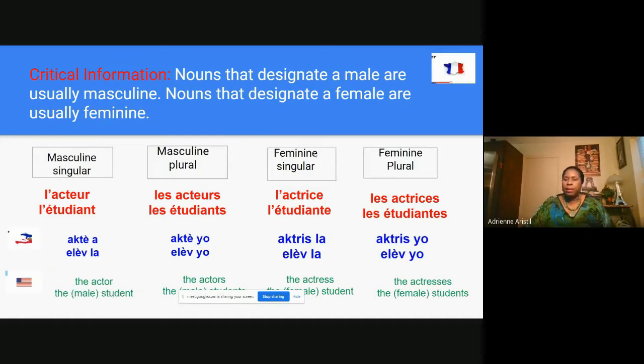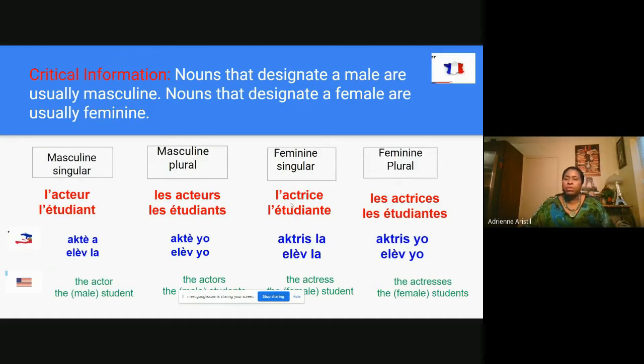For feminine singular, you will say l'actrice. You're talking about a female actress. That's what it is in English, l'actrice, the actress. For feminine singular, when you're talking about a female actor, actress, you will say l'actrice.